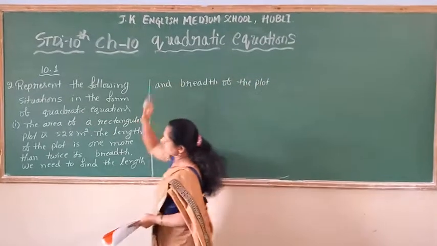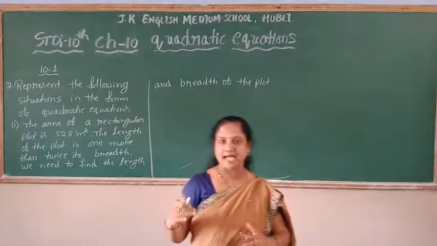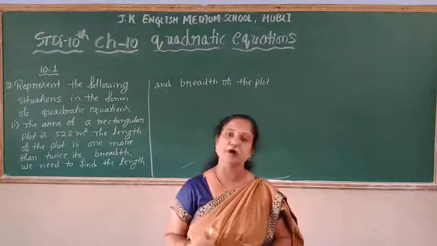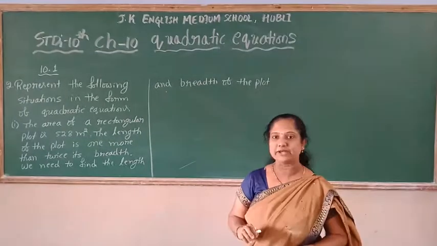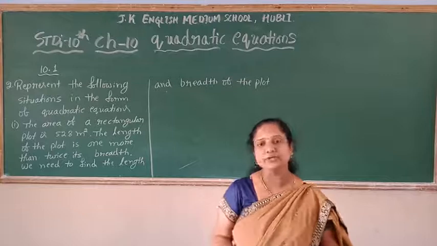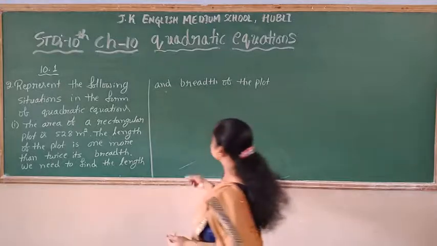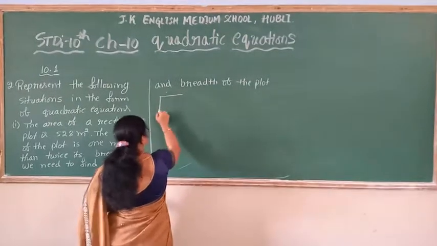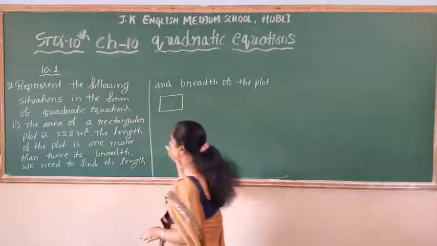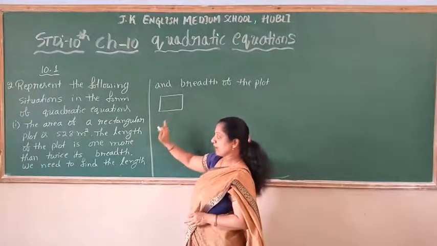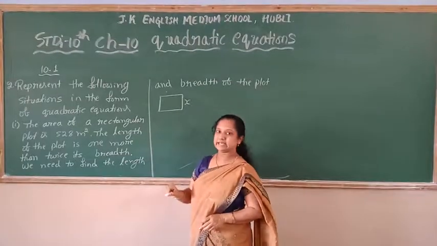But the heading is represent the following situations in the form of quadratic equations. I have to represent the given statement in the form of a quadratic equation. The area of the rectangular plot is 528 meters square. The formula for the area of a rectangle is length into breadth. So I draw one rough rectangle. The length of the plot is 1 more than twice its breadth, so let the breadth be x.